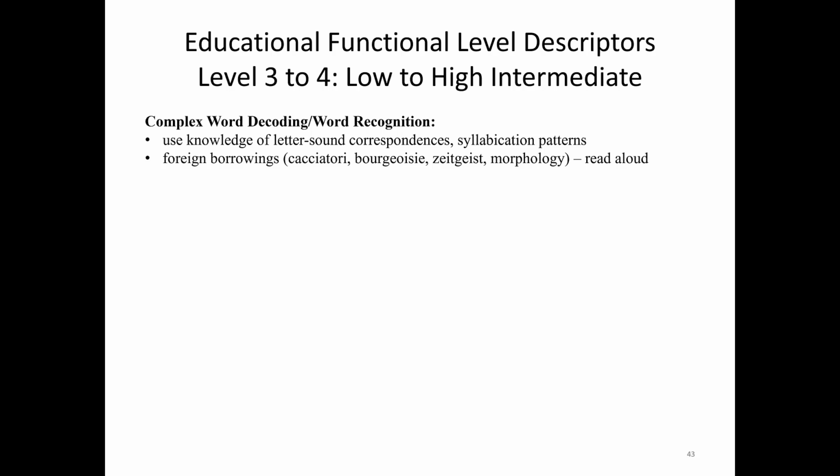By the way, for any of you who may be unfamiliar with the visual form of these words, I've got cacciatore, bourgeoisie, zeitgeist, morphology. It's really interesting when you're dealing with foreign borrowings. You almost have to blink out your typical letter-by-letter decoding because it would never get you there. You have to remember how the word sounds, which is why I'm emphasizing reading aloud or listening aloud, because you don't always get to the pronunciations of complex adult words without having heard them.